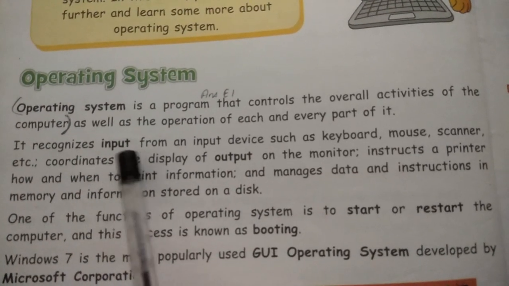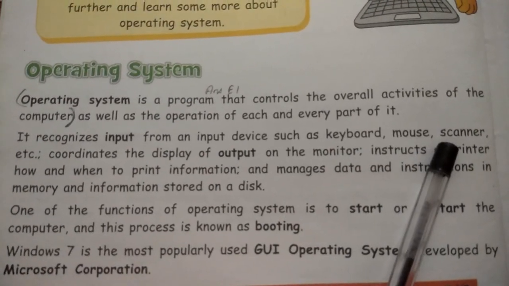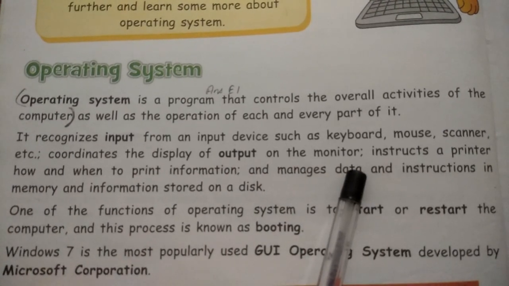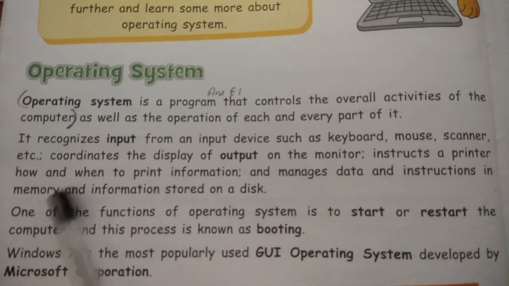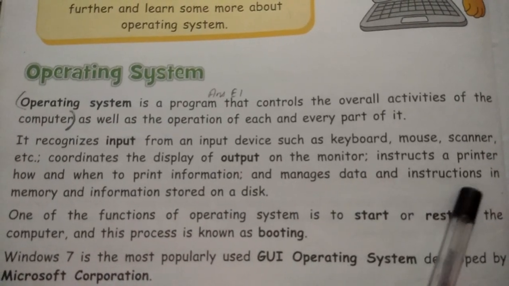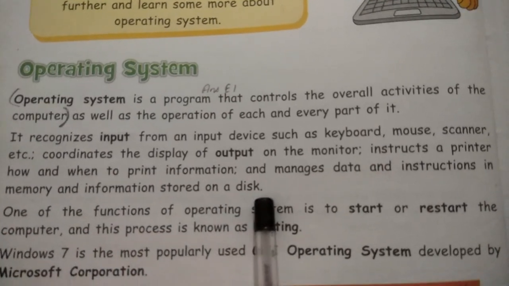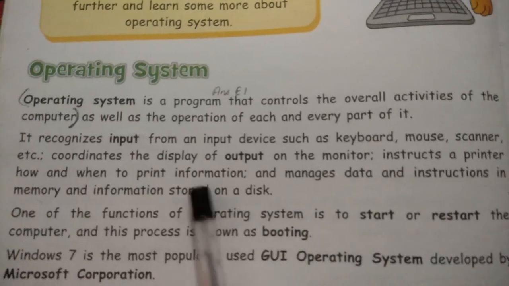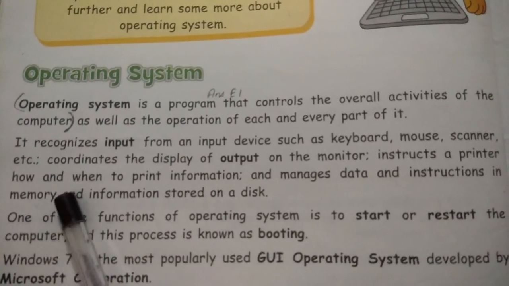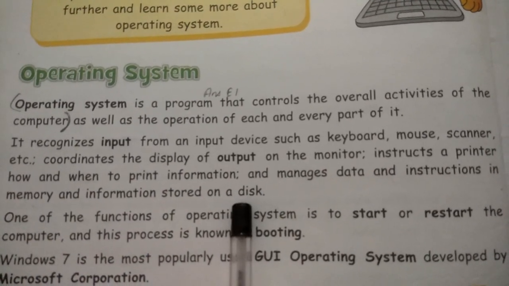It recognizes input from an input device such as a keyboard, mouse, scanners, etc., and displays output on the monitor. It instructs a printer how and when to print information and manages data and instructions in memory and information stored on a disk. So that means operating system manages input devices, output devices, memory devices, and all other external devices also.